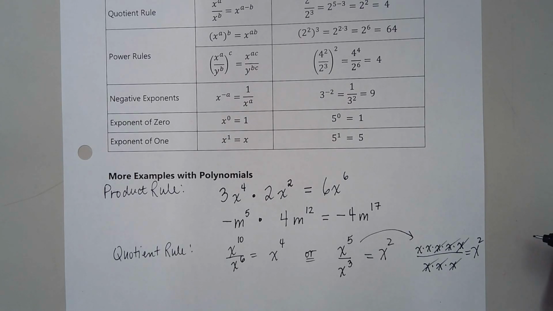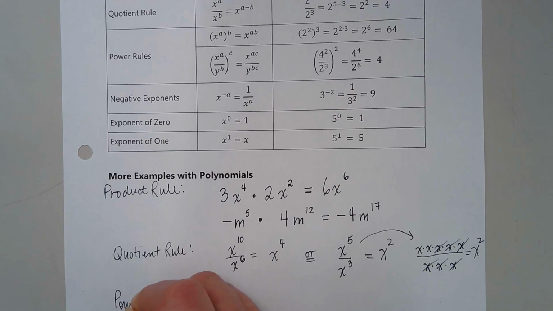We've got some more examples to do in the book too. Okay, what about the power rule? Let's take a look at the power rule first. Darian?